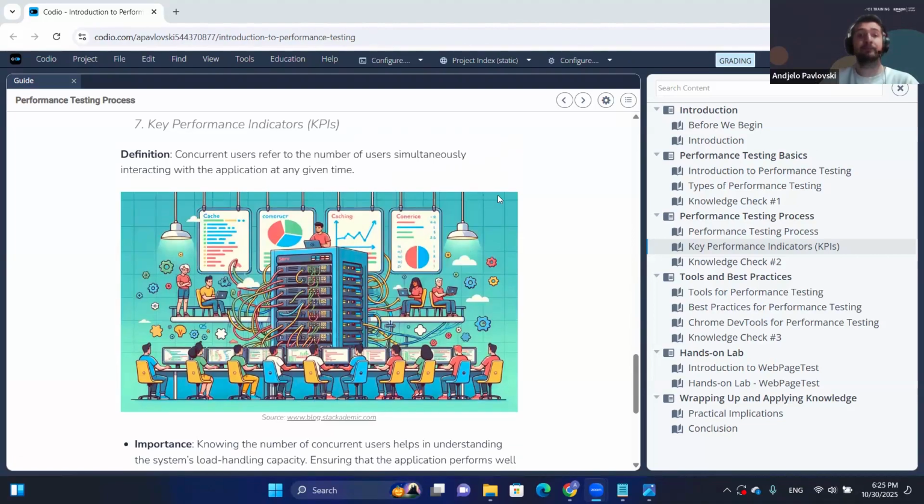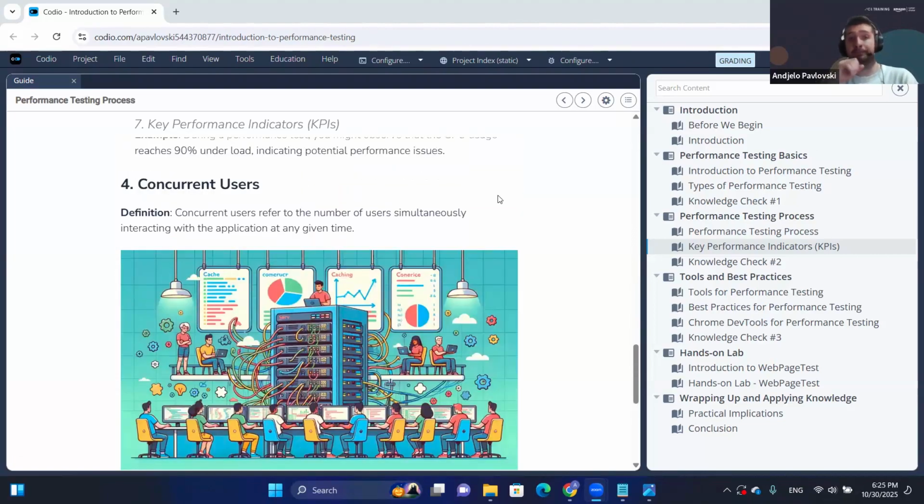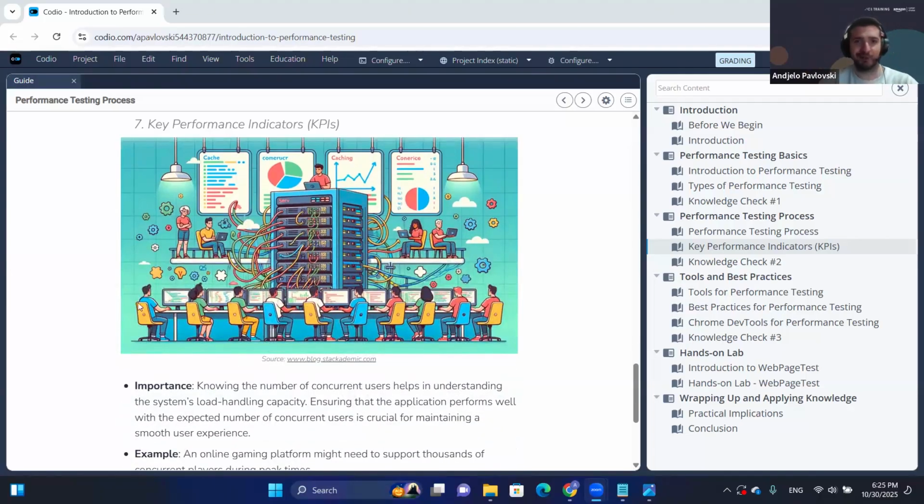Concurrent users. Now, when we will be doing the hands-on testing, you will see concurrent users quite frequently. And you will also see them with many of these performance testing tools. So how do concurrent users work? You basically simulate users interacting with the page in parallel. So that is the idea behind it, as in this graphic you can see here, everybody's accessing the server at the same time.